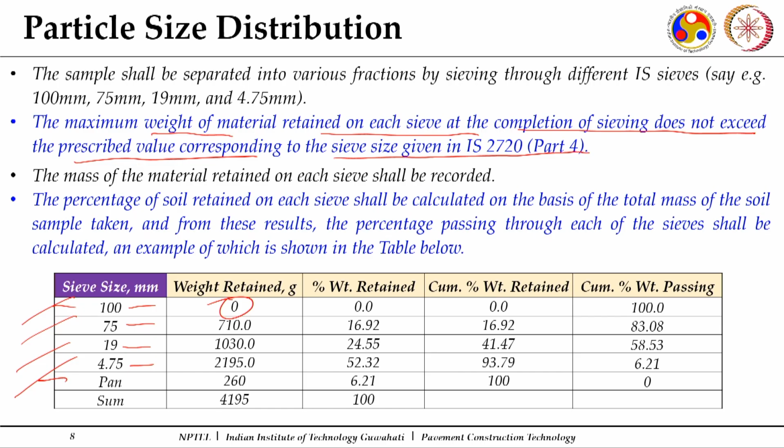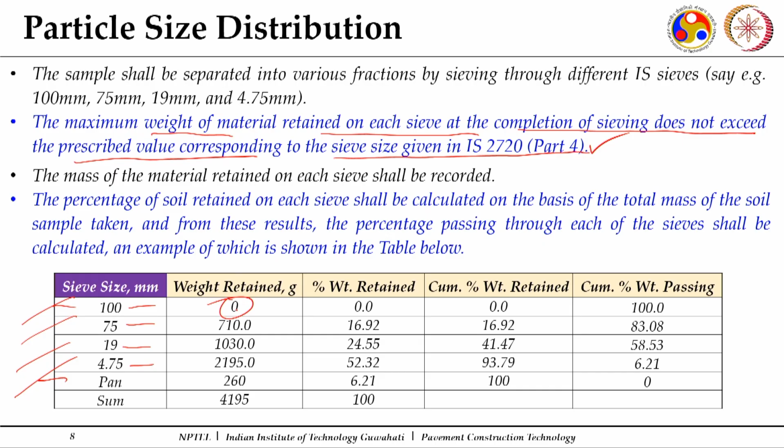So, the appropriate amount of material that can be retained over a particular sieve is to be taken into consideration while you are doing this dry or wet sieving. Now, here I have seen no material is retained over this particular sieve. On this sieve 710 grams of material is retained, here 1030 is retained, here 2195 grams is retained, and below this particular one I can go up to 75 micron.